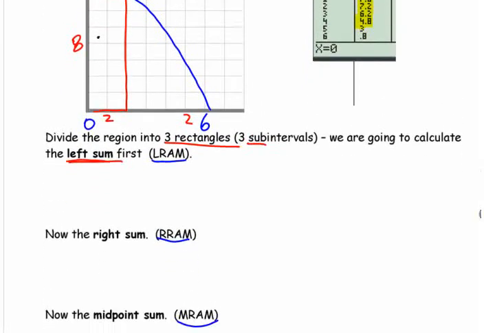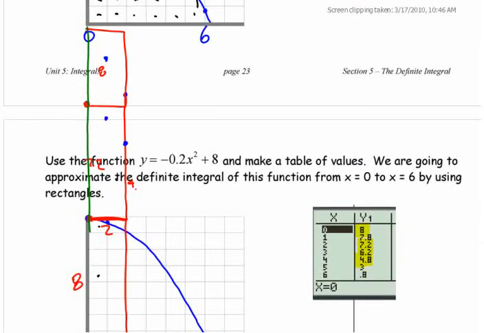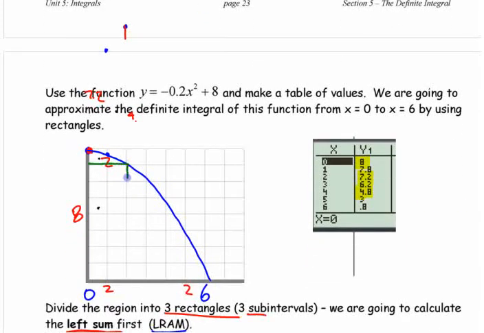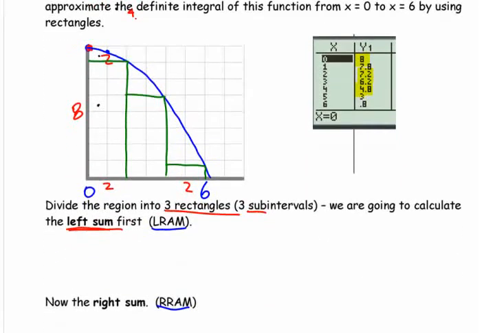If you did the right-hand sum, I don't want to dwell on this, but it's the rectangles on the other side, right? It would be too small, right? And we'd have this one. And then you'd have, wherever it touches there, this one. This one would be too small, or you can do the midpoint.